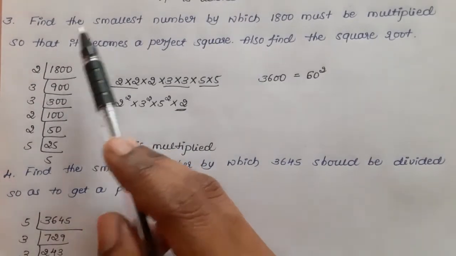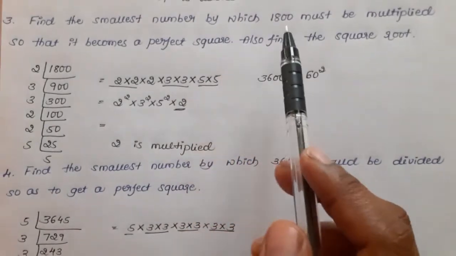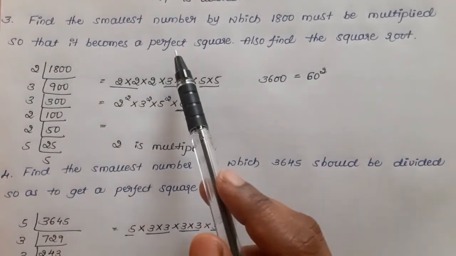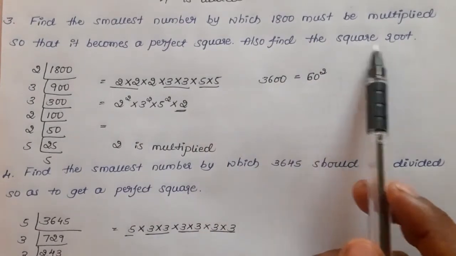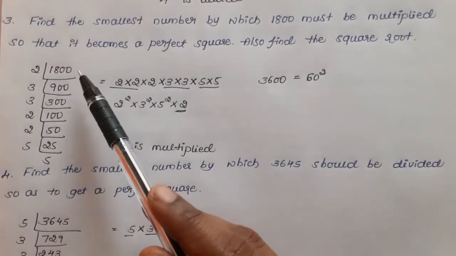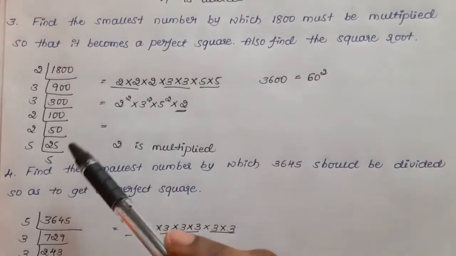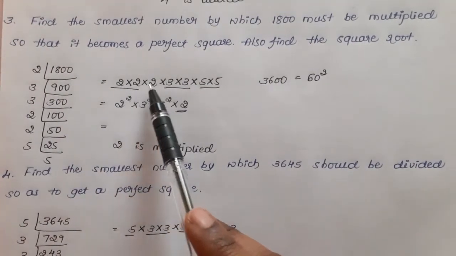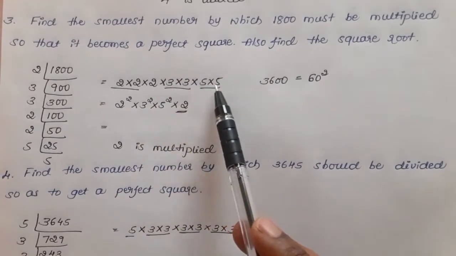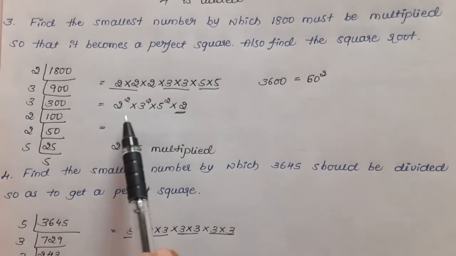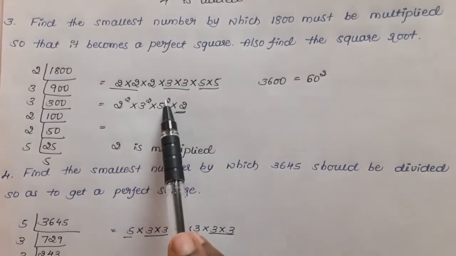Next one is find the smallest number by which 1800 must be multiplied so that it becomes a perfect square. Also find the square root. Here we are using the prime factorization method. So by factorizing, we get the factors as 2 into 2 into 2 into 3 into 3 into 5 into 5. So I can group 2, 3 and 5, so that we can write 2 square, 3 square, 5 square.